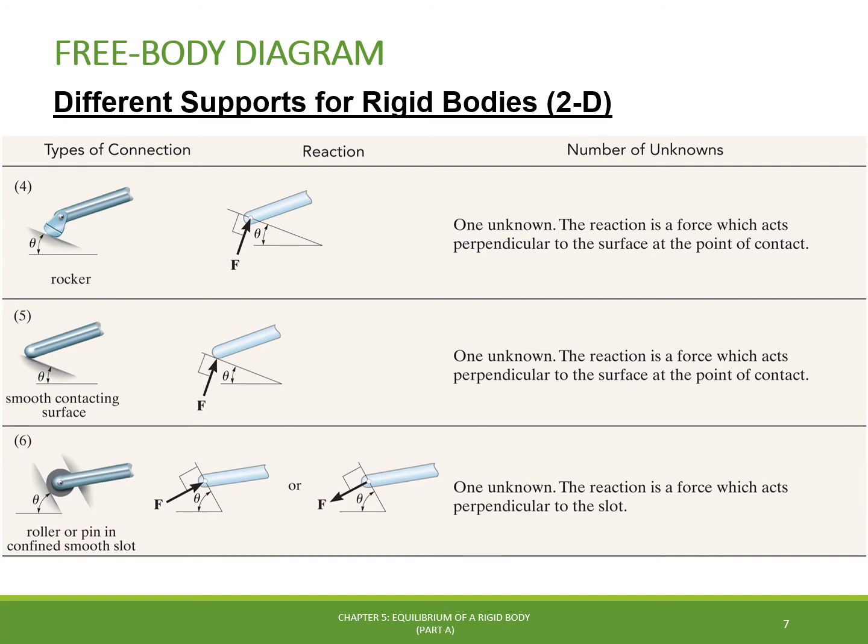The sixth type of connection involves a roller or a pin in a confined smooth slot. In this type of connection, the pin or the roller is free to move along the slot, and the only reaction force acts perpendicular to the slot.